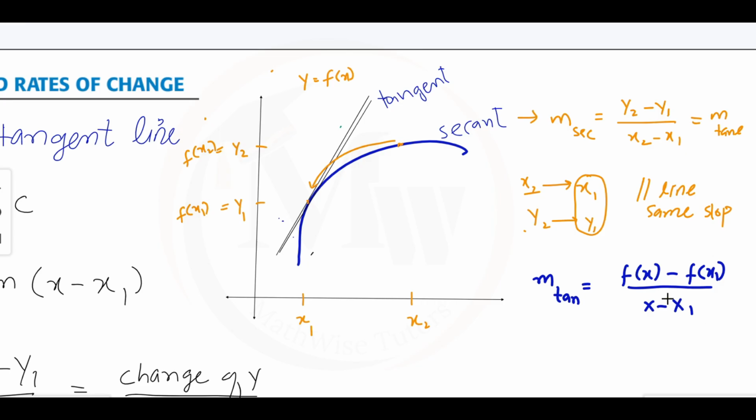And this will happen when x is closer to x1. Instead of x2, I simply say x. So whatever the next second point is, it will come closer to x1 with this limit. If we apply this, that will give you the slope of the tangent line. So this is the formula that we can use to find the slope of the tangent line.